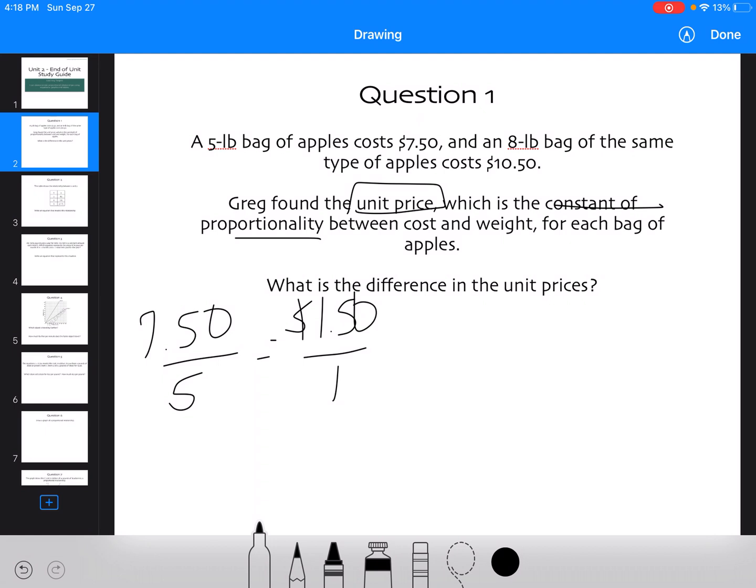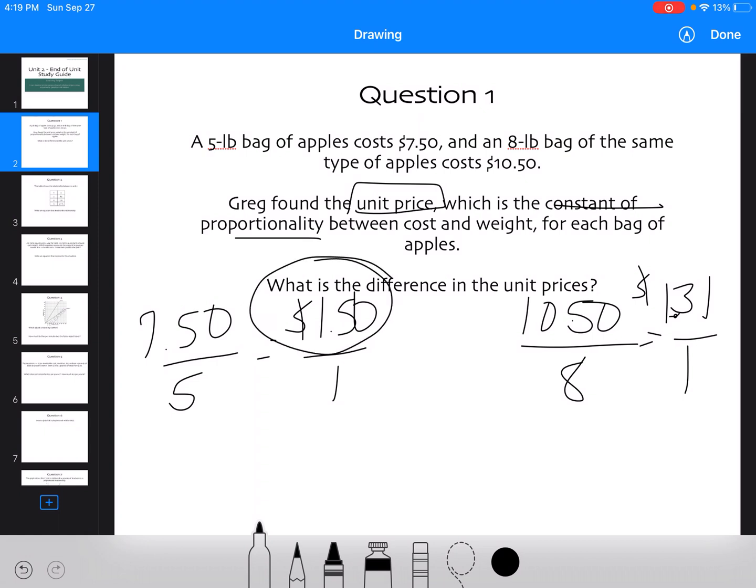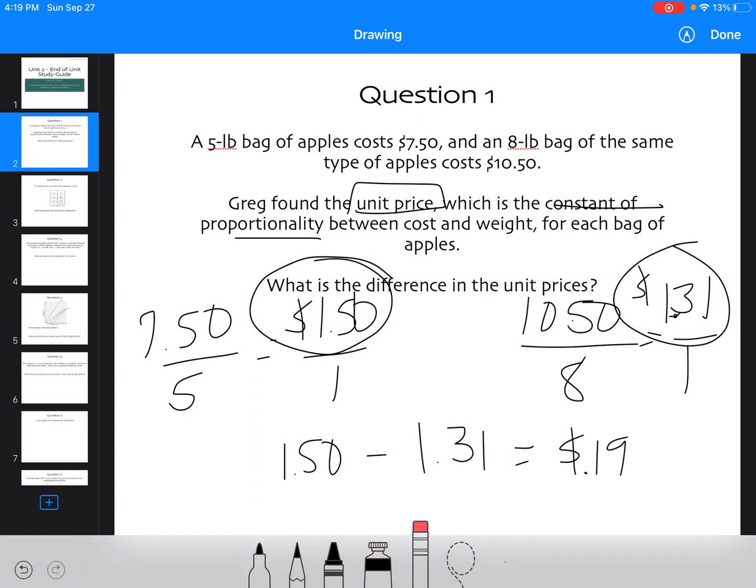So then I'm going to do the 8 pounds, so $10.50 divided by 8. So $8.50, no, sorry, $10.50 divided by 8. I get, now it's money, so it's $1.31 per pound. So what's the difference in the unit prices? I have to subtract them. And I get 19 cents per pound.